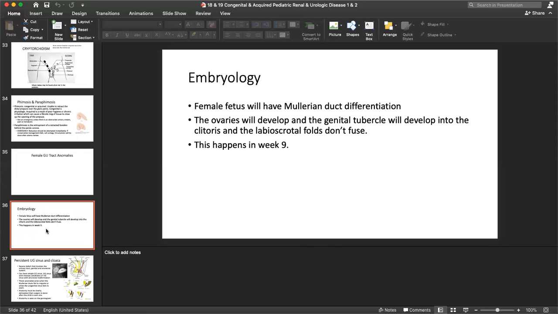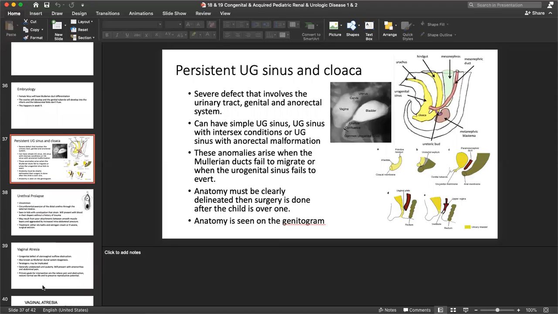Females, like Mullerian, it happens week 9. The ovaries are going to develop into the genital tubercle and the clitoris, and the labioscrotal folds. If they don't fuse, you can have a persistent urogenital sinus and cloaca, and that's going to be a severe defect that involves the urinary tract. It can have a simple sinus or sinus with anorectal malformations, and if they fail to migrate. And you can see this on the genitogram.